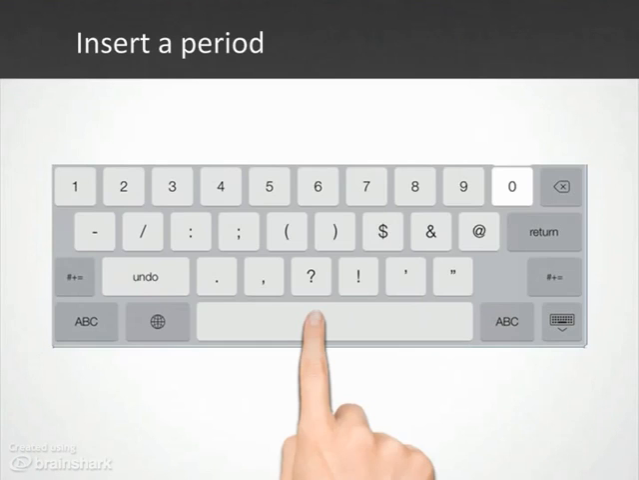If you tap the spacebar 2 times, it will insert a period, puts the correct amount of spaces in, and caps the next letter. Try it out.